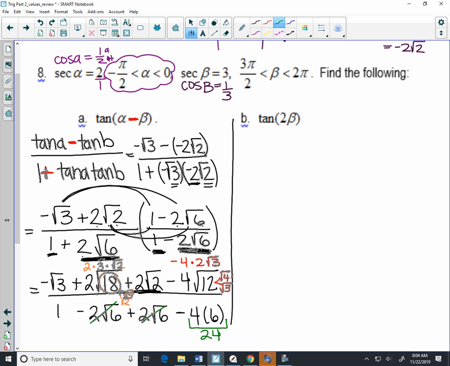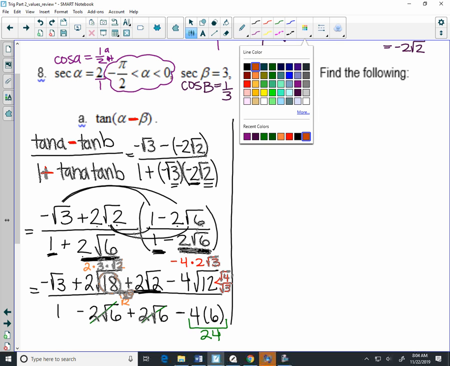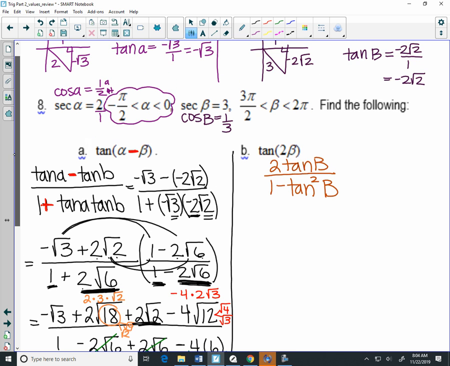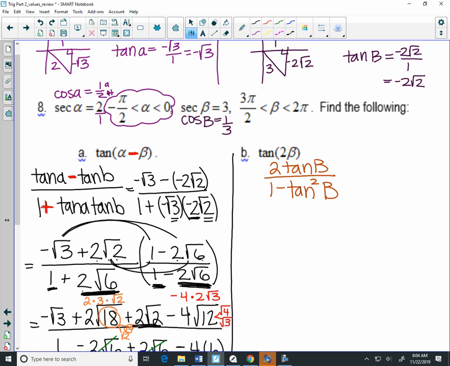Okay, take a breath. We're almost done. Tangent of 2b. Our double angle tangent formula looks like this. 2 tan of our angle over 1 minus tan squared of our angle. Even though we have a square root going on here, our tangent of b is negative radical 2 over 2. It's actually going to work out nicely because we're going to square it in the bottom. So I'm going to plug in tangent of b is negative 2 radical 2.